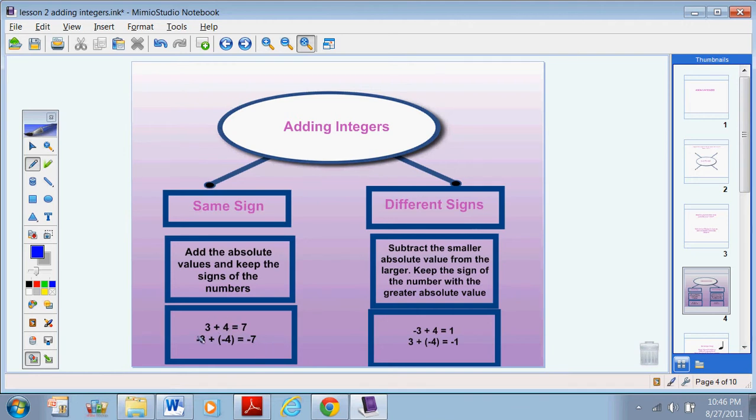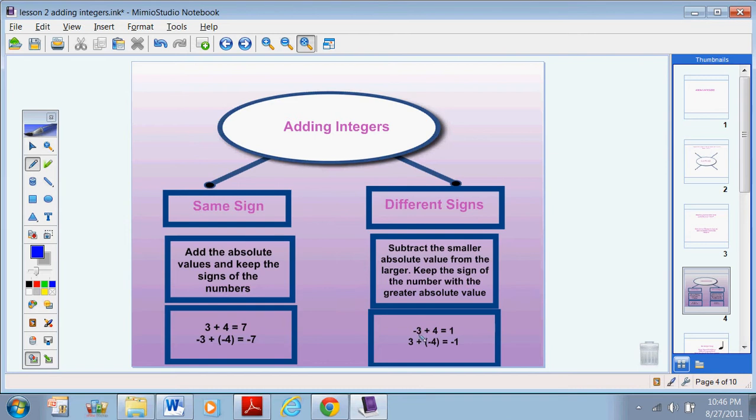Here they were both positive, so we kept the positive sign. Here they're both negative, so we keep the negative sign. Okay, now if they have different signs, we want to subtract the smaller absolute value from the larger. Basically just subtract the numbers like we normally would. However, this time we have to be careful. We will keep the sign of the number with the greater absolute value.